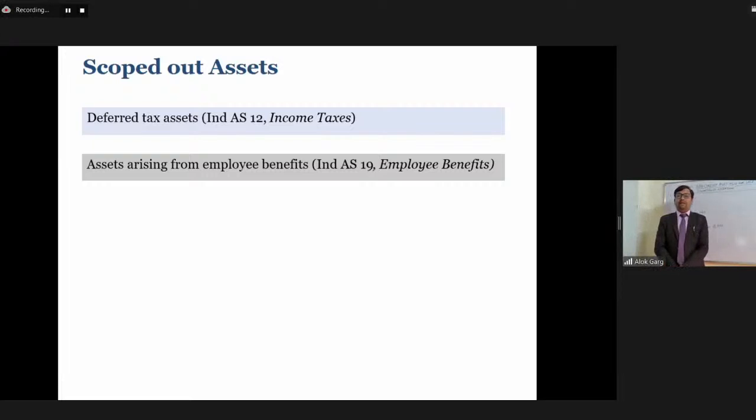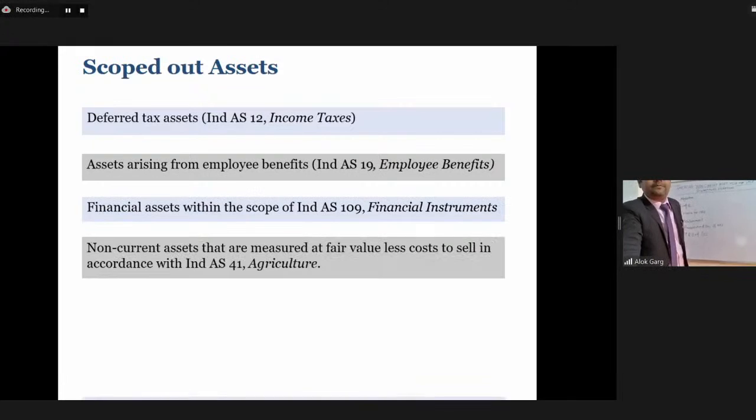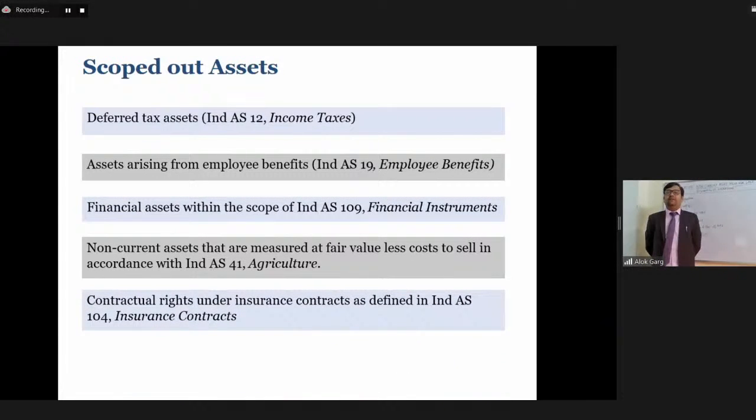Assets arising from employee benefit. If there is an asset arising from employee benefit plan assets, it is covered under IND AS 19. You will read this IND AS 19. Then financial assets, you already have read this IND AS 109. If there are financial assets within the disposal group, or if the financial assets are held for sale, which are covered under FVTPL, fair value through profit and loss, these kinds of financial assets are measured as per IND AS 109 and not as per IND AS 105. Biological assets.